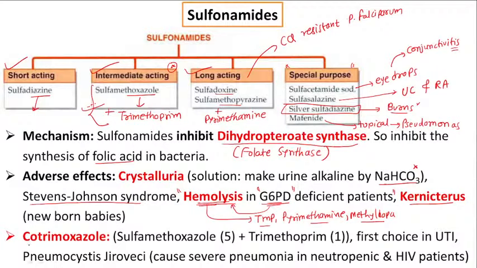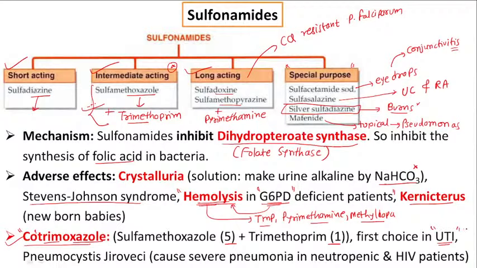Okay, now what I told you about, that is cotrimoxazole. We've talked about cotrimoxazole before. It's a combination. Co means combination: trimethoprim with sulfamethoxazole. The very important thing to remember here is that it's the first choice agent for the treatment of urinary tract infection.